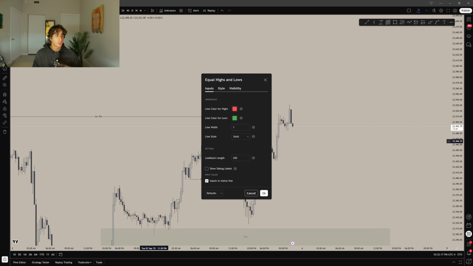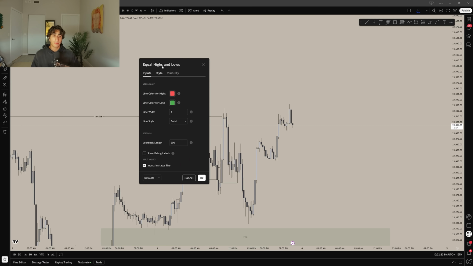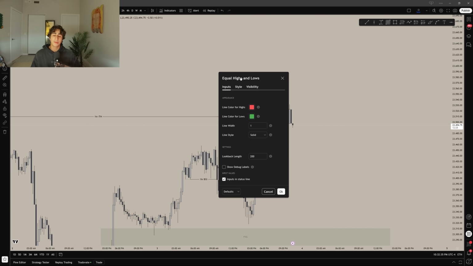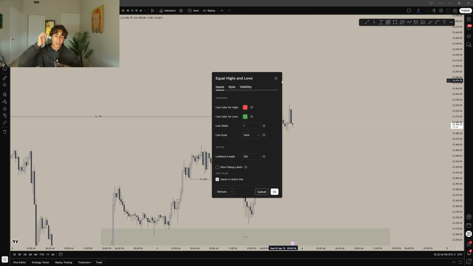All right, so these are also my settings for the equal highs and lows indicator. I have the line width at 1. This is solid, and then I have inputs and style lines, lookback length 200. I think it's pretty valid, and then this is my visibility. Really, this is honestly personal preference, but this is what makes sense to me, and this is what looks best on my chart. I visualize the equal highs and lows best with these settings.